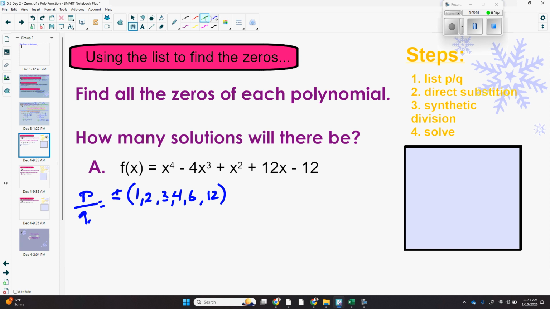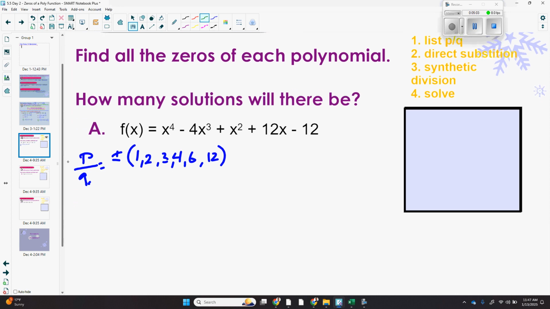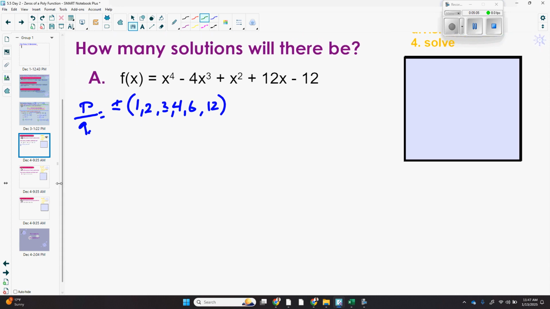Now, when it comes to finding these, this is where it can be a little bit frustrating sometimes if the directions are just to solve and find the zeros, because you have to go through and guess and check every single one of these. All right, let's try it. Let's start with 1, and then we'll go to 2, and so on.